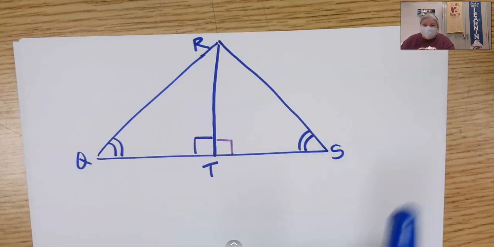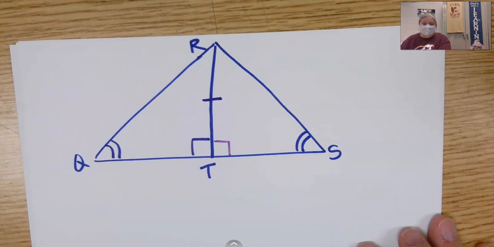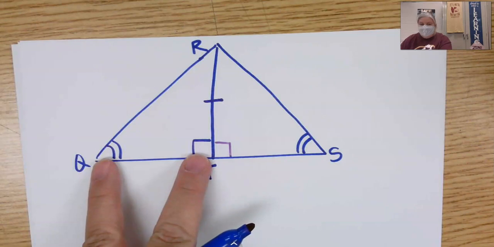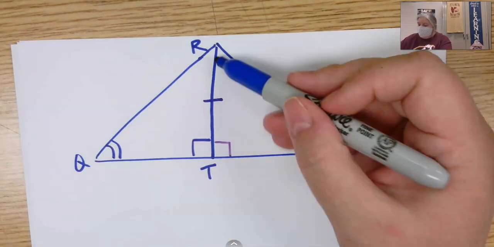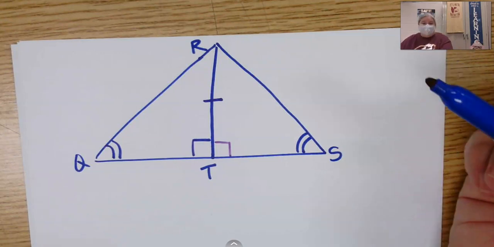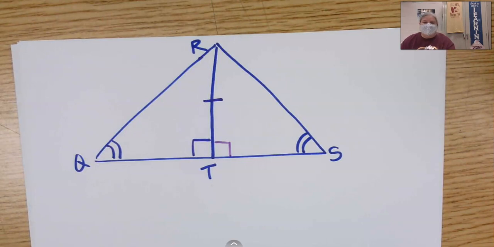Is there anything else here? Yes. These two triangles share a side. They share side RT. RT is in both triangles. So I can say that side RT is congruent to side RT by the reflexive property. So I have two pairs of angles and I have a pair of sides. So that makes it either ASA or AAS if we're consistent about what kind of side it is. Is it an included side or is it not an included side?